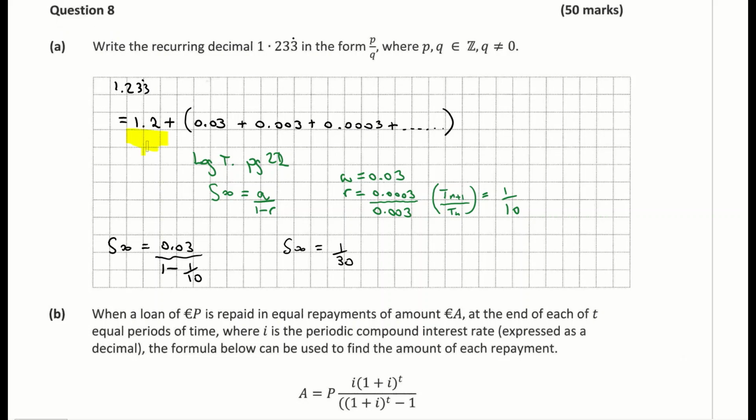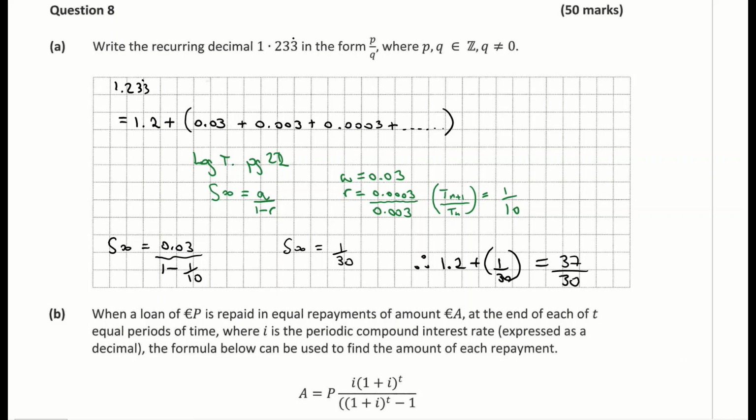So my final solution here is 1.2 plus that sum to infinity, which is now 1 over 30. And when I add 1.2 plus 1 over 30, I'm getting 37 over 30.